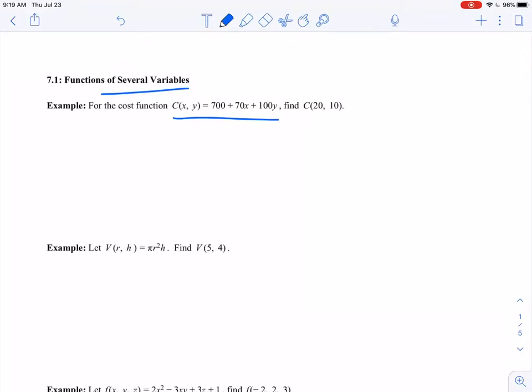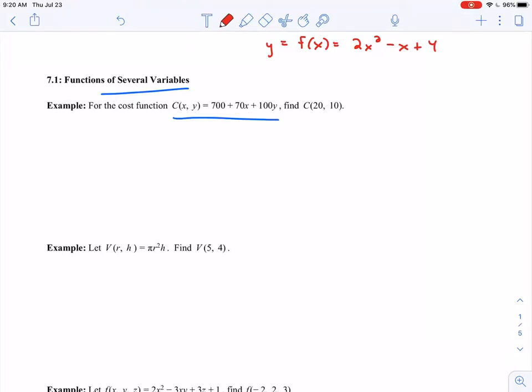Up until this point, we've really only looked at functions of the form y equals f of x equals 2x squared minus x plus whatever the function looks like, right? Our function only has this one variable. Now we're going to start to talk about functions of two variables or three variables or four variables.